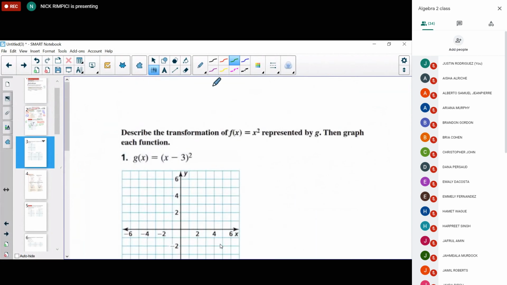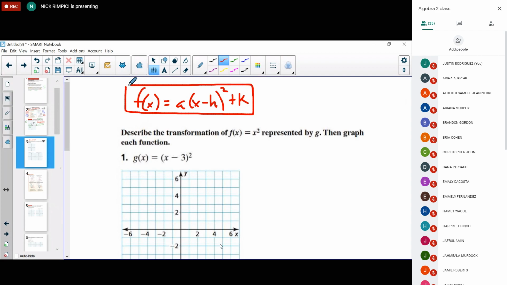I'm just going to write down the main formula. The main formula is f of x equals a times (x minus h) squared plus k. That's the general form, and this is given to you in the EQ. At this point, we need to know that k represents the vertical change, and h we know is going to represent the horizontal.